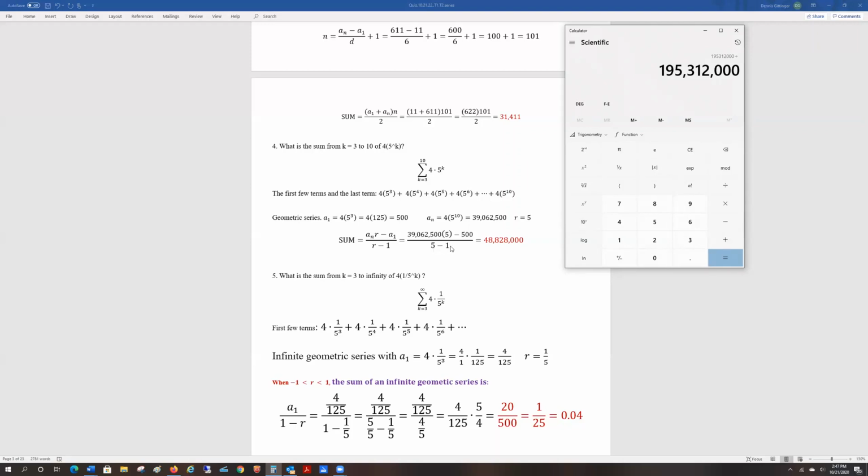And now divided by, and I don't think it's too much for anybody to do 5 minus 1 in your head. If you say divided by 5 minus 1, it's going to divide that by 5 and then subtract 1. 5 minus 1 is 4. So I'm recommending that you divide that by 4, which is 5 minus 1. And there is the answer, 48,828,000.